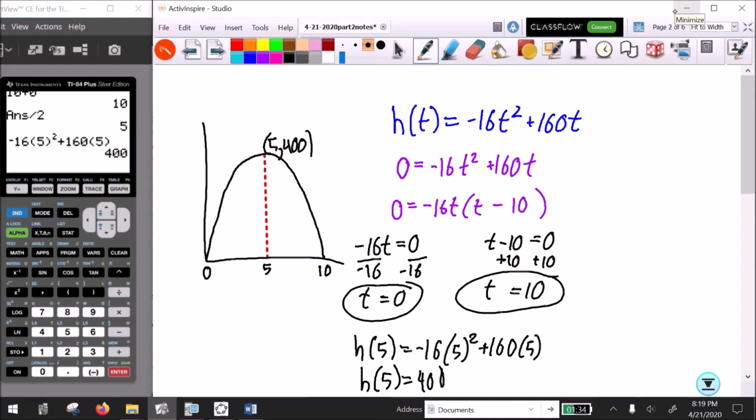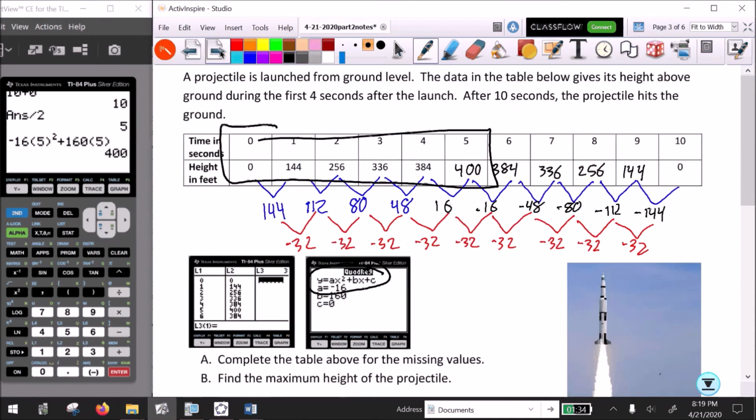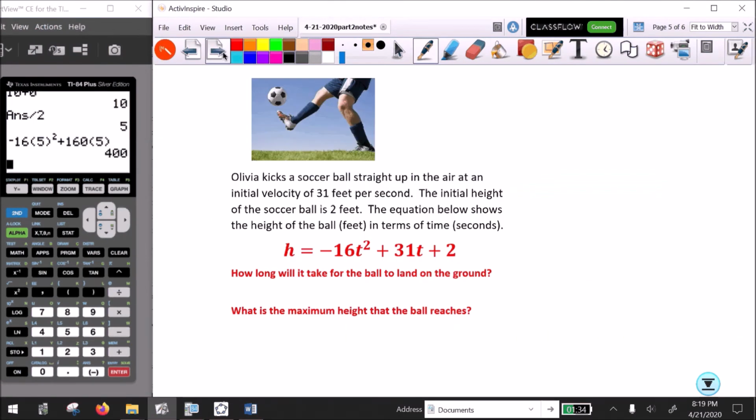This is how you can use factoring to solve real-life problems. Here's another one that you can try on your own if you'd like. It's a nice try problem. Go ahead and read this. You can pause the video now. I am going to solve it, but go ahead and pause if you want to try it on your own.